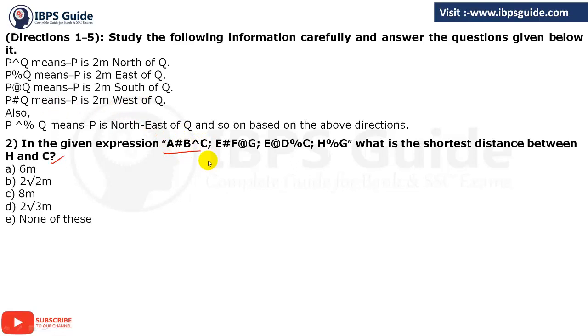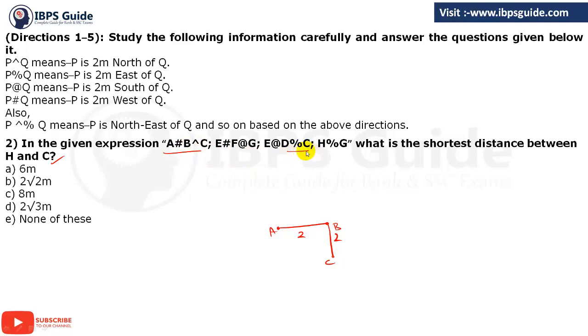Hash means west, so A is in the west of B, and it is 2 meters. Now B power C, power means north, so B is in the north of C, and it will also be 2. Now we have to connect the points related to A, B, or C.